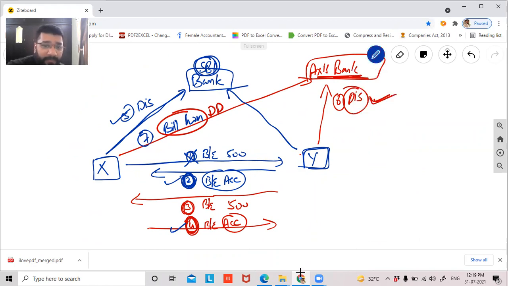Now, Pratiksha, very simple case. X has given a bill of 500 to Y. Yes, sir. Y has given the acceptance to X. And X has gone and discounted. Discounted, how much? Let's say 490 rupees is discounted. Yes, sir. This 490 rupees X is enjoying. Who has to pay for this? X. X எப்படி pay பண்ணுவான்? Y தானே pay பண்ணுவான்.